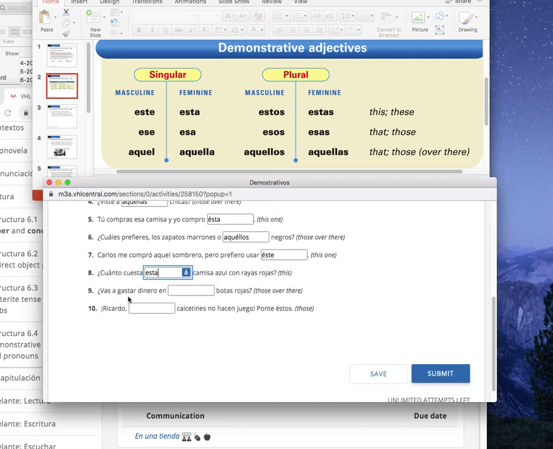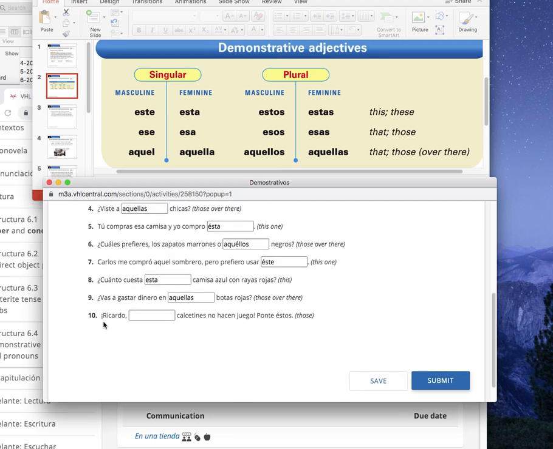9. ¿Vas a gastar dinero en those over there botas rojas? Pause. And we're back. So we're talking those over there, so it's far away, but the object is mentioned. So it's not a pronoun. So we would say, botas is feminine and plural. So we would say, aquellas botas rojas.